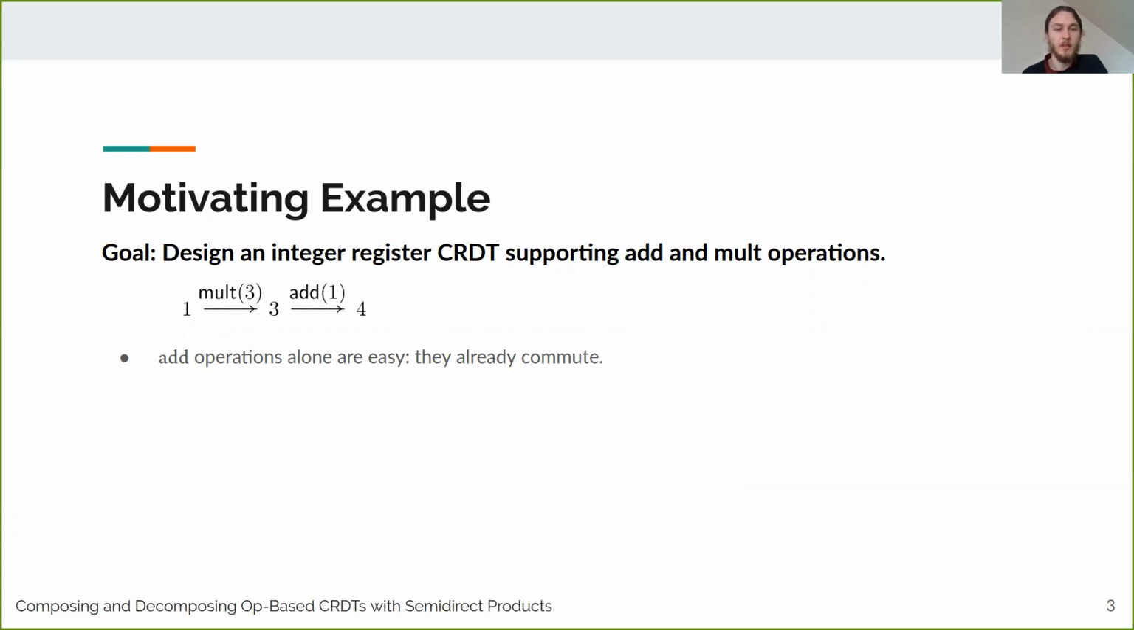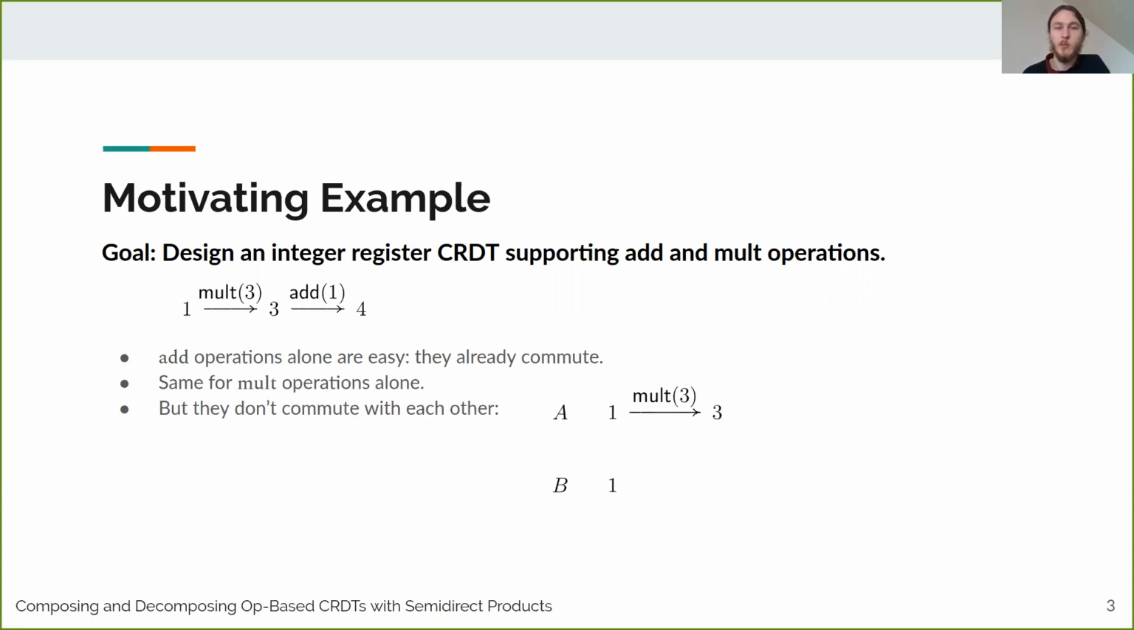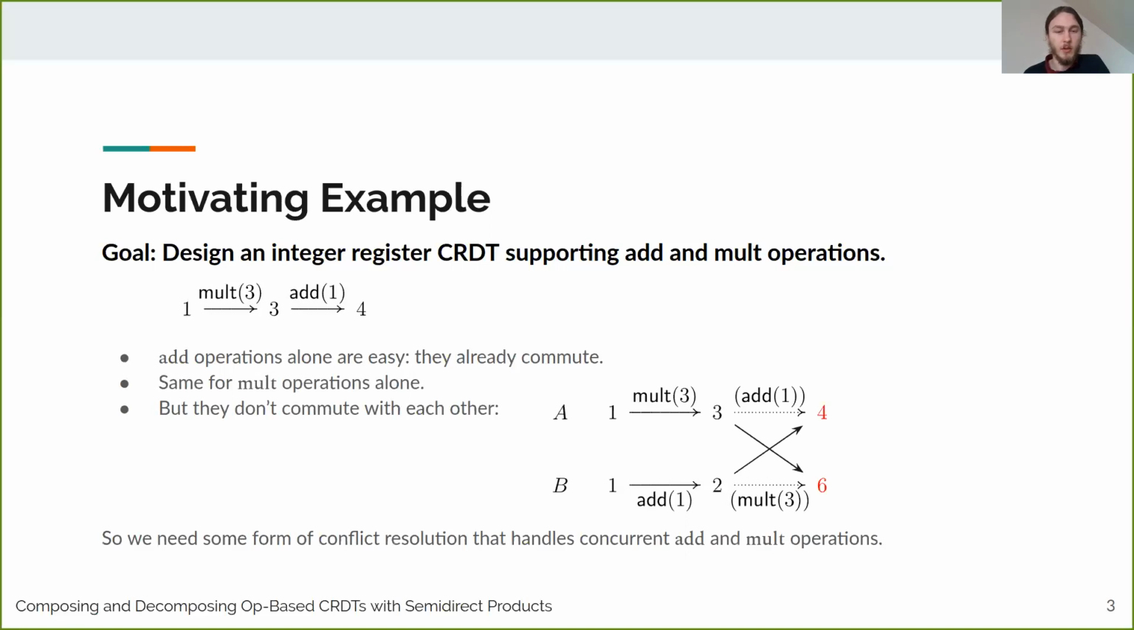So handling add operations alone is easy. They already commute with each other. And similarly for multiplication operations alone. But if you have concurrent add and multiplication operations, they don't actually commute. So let's say we have two replicas A and B that start in state 1, and then replica A says to multiply by 3, while at the same time, without communicating, replica B says to add 2. Okay, now they exchange these operations, and if they just apply them directly, then replica A will end up in state 4, while B will end up in state 6, which is not what we want. So we need some form of conflict resolution that handles these concurrent add and multiply operations.